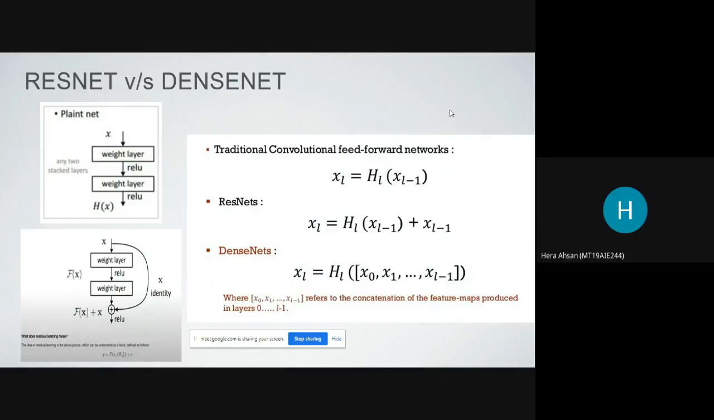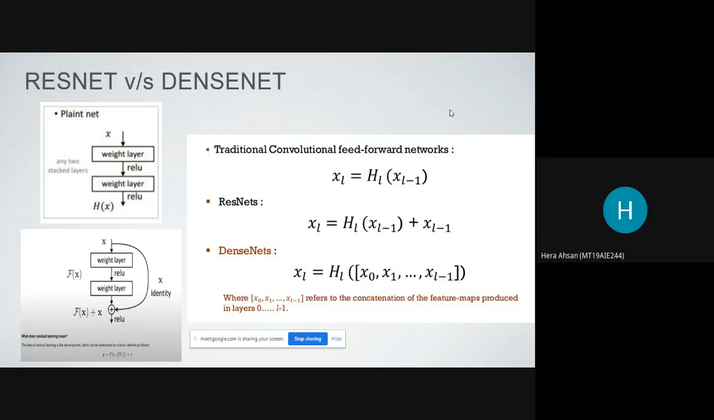Now here we are showing the basic difference between ResNet and DenseNet. So a traditional convolution feed forward network connects the output of the Lth layer as the input to the (L+1)th layer, which you can see in the first one, and it gives rise to the following layer transition, which is XL = HL(XL-1). So here ResNets add a skip connection that bypasses the nonlinear transformation with an identity function, which is given here as XL = HL(XL-1) + XL-1.